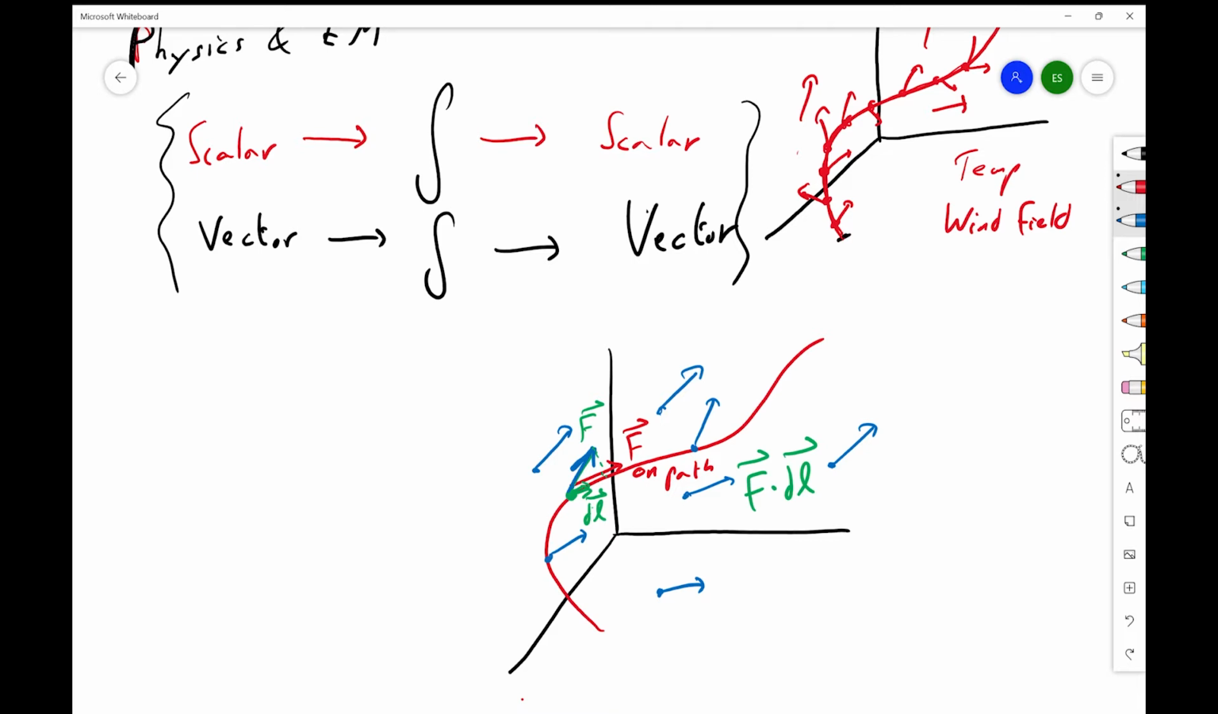This could make sense in, let's say, something like a boat on the ocean, where you want to find the component of the wind speed that does work on the boat along its path, right? So this is where it would arise.